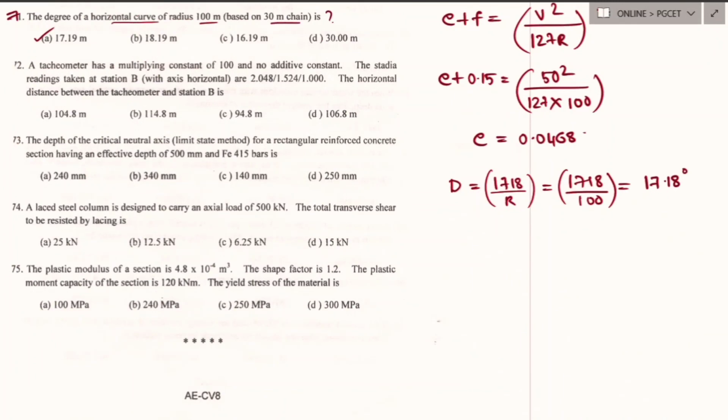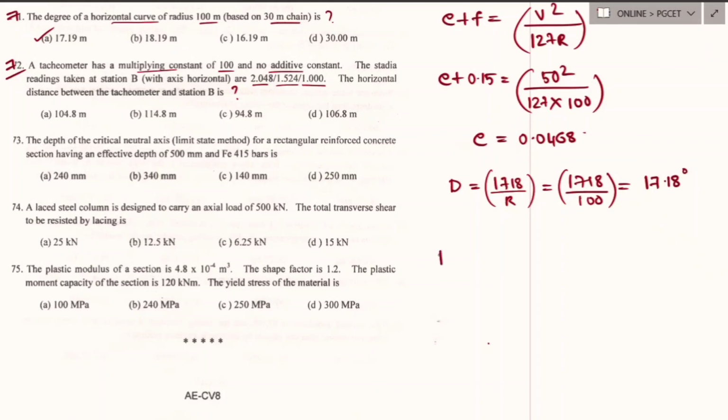Question number 72. A tachometer has a multiplying constant of 100 and no additive constant. The stadia readings at station B with axis horizontal are 2.048, 1.524 and 1. These are the upper, middle and lower readings. The horizontal distance between the tachometer and the station B is.